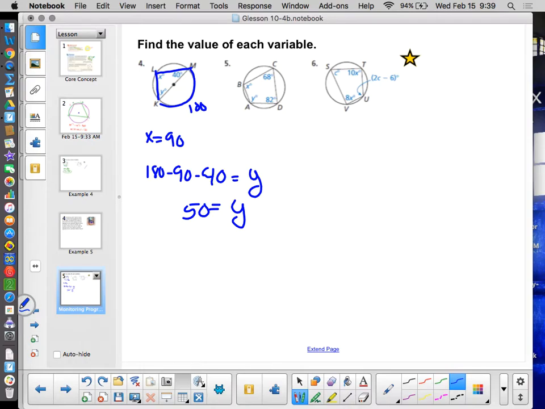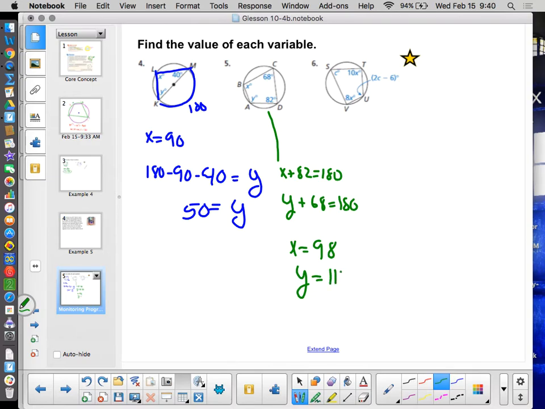For 5, my opposite angles have to be supplementary. So X plus 82 has to equal 180, and Y plus 68 has to equal 180. So X equals 98, and Y equals 180 minus 68, which is 112. Pretty straightforward. Now you do it.